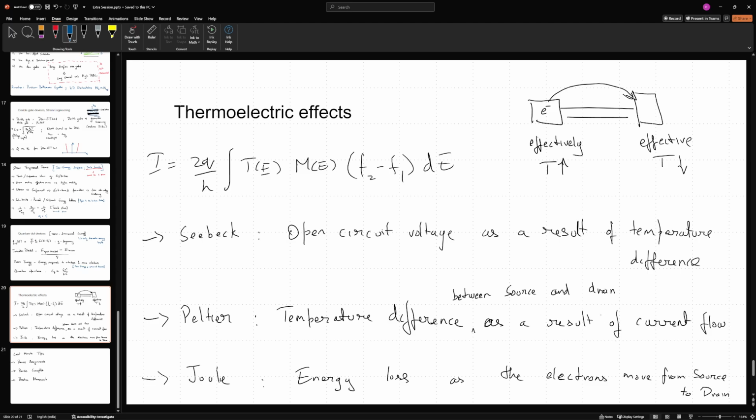So when there is a current flowing, a temperature difference will arise. So that is the Peltier effect. And then we have a third thermoelectric effect, which is the Joule effect, where there will be an energy loss as the electrons move from the source to the drain. And the Joule effect is what we see at the source channel interface and the drain channel interface. So these are the three thermoelectric effects. Again, refer to the lecture slides for the accurate expressions.